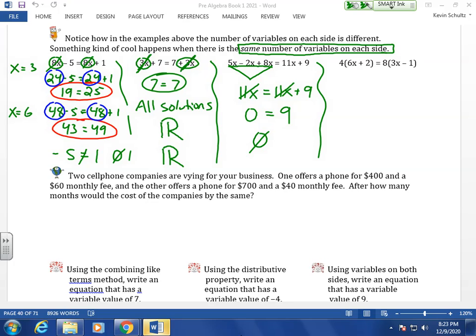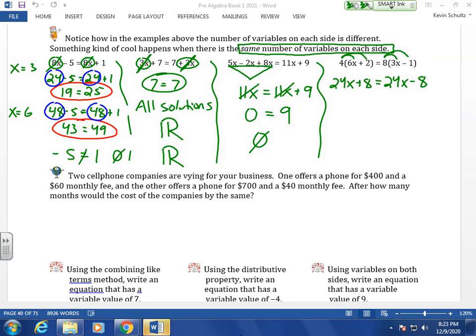The last one, oh boy, we get to distribute. Hooray. So 4 times 6x is 24x. 4 times positive 2 is positive 8. On the right side, 8 times 3x is 24x. 8 times negative 1 is negative 8. If you need to review this, you can look back at either PO15 or PO21. In both of those objectives, we covered the distributive property.